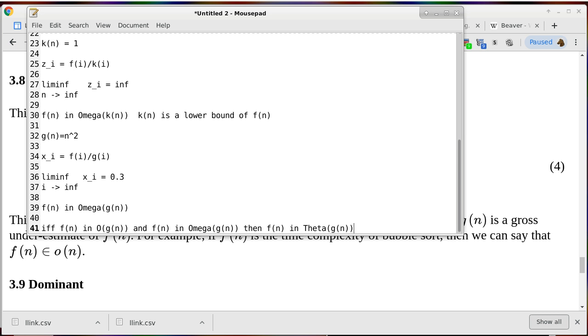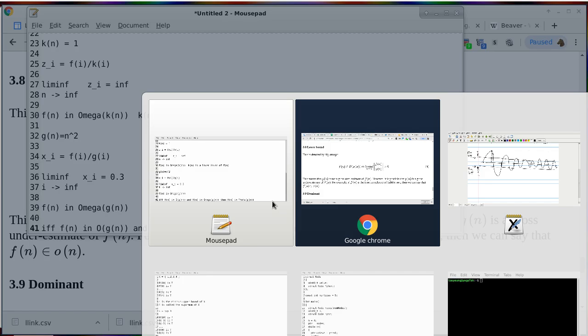There are certain algorithms where the best case behavior is different from the worst case behavior. Quicksort is one of them. Let's see, what else? I think quicksort is one. I cannot think of another one.